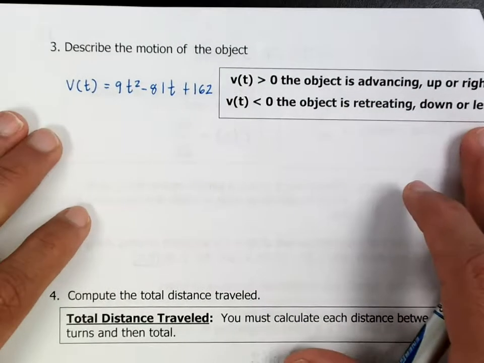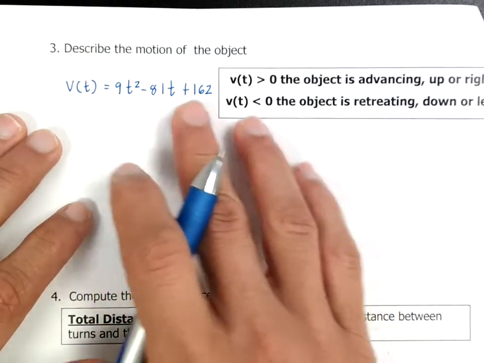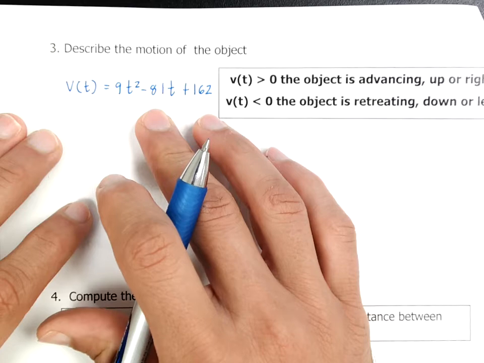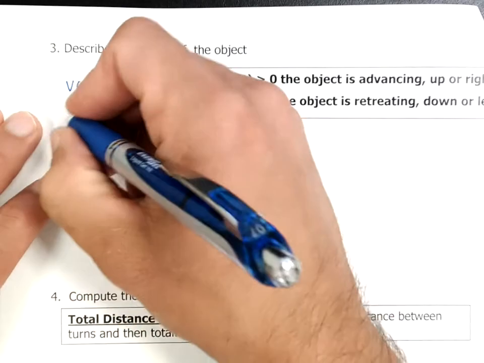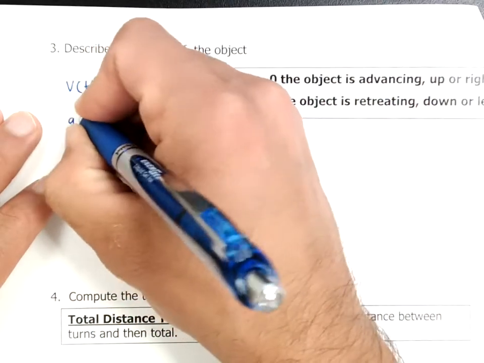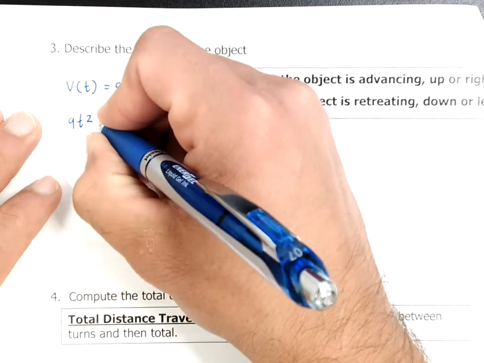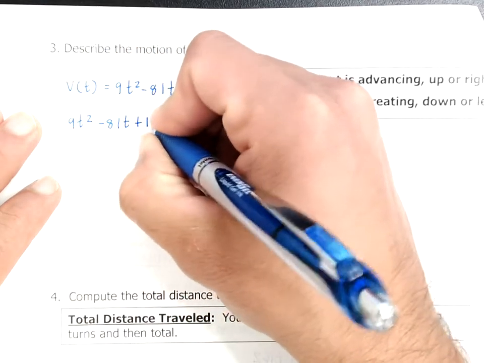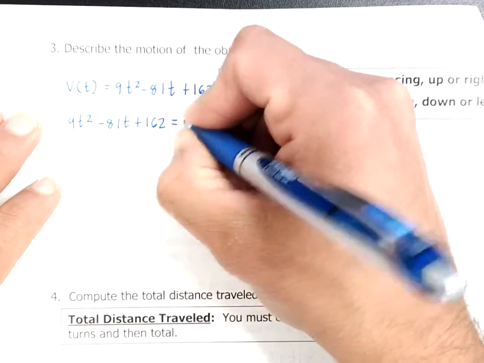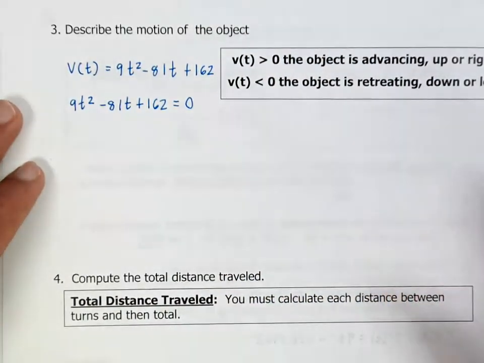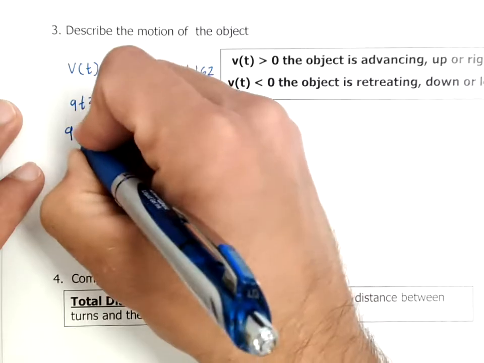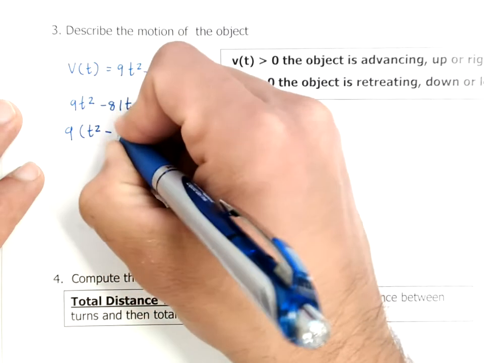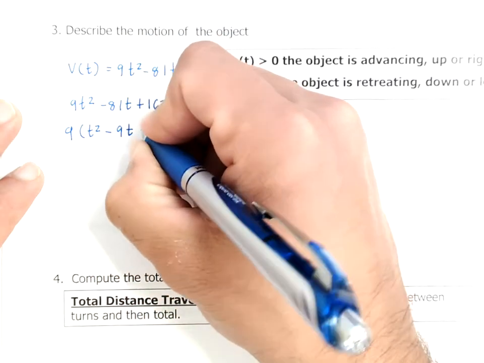So how do I figure out where this is positive and where this is negative? What I have to do is set this velocity equation equal to 0. And then I'm going to sketch a graph for it. So I'm going to factor out a 9 here, and I have t squared minus 9t plus 18.